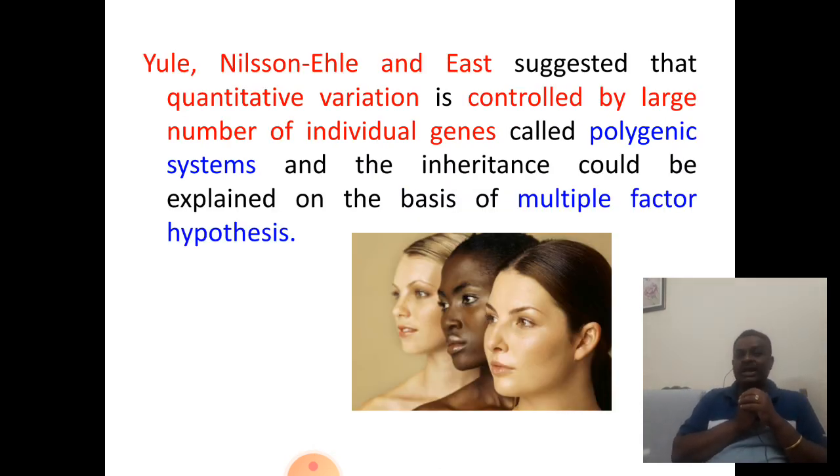It was Yule, Nilsson-Ehle and East, the group of scientists who worked on the pattern of quantitative variation and inheritance that are controlled by a large number of individual genes. So, the polygenic system that involves many alleles and genes controlling a particular character is explained by the scientist group of Yule, Nilsson and East.